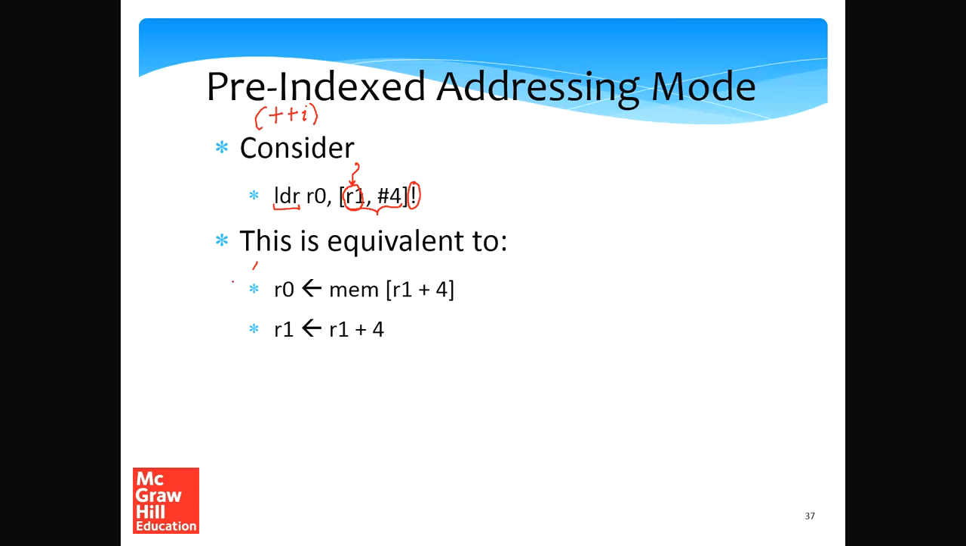If I were to write equivalent C code, this is what it would look like. Equivalent pseudo code: we access the memory at the augmented location of R1, which is R1 plus 4, and then we also increment R1 to R1 plus 4. Now that we have seen the pre and post indexed addressing modes, which are very similar to i++ and ++i in C, it's time to see how we can use them.